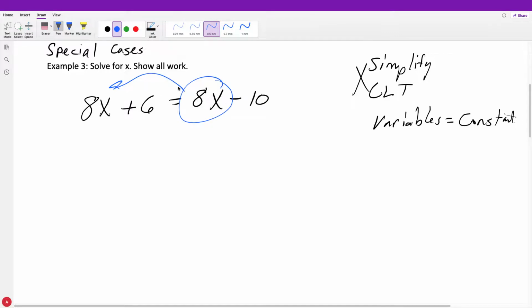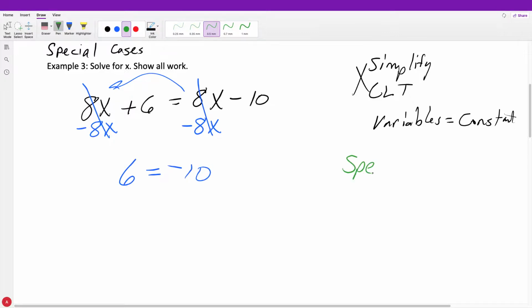So I like to move my variables to the left. So I am going to move this 8x to the left. It is a positive 8x. So to get rid of that, I'm going to subtract. Well, when I subtract 8x from both sides, it completely eliminates my variable, period. They're both 0. So in this case, I have no variable left. So I have 6 is equal to negative 10.